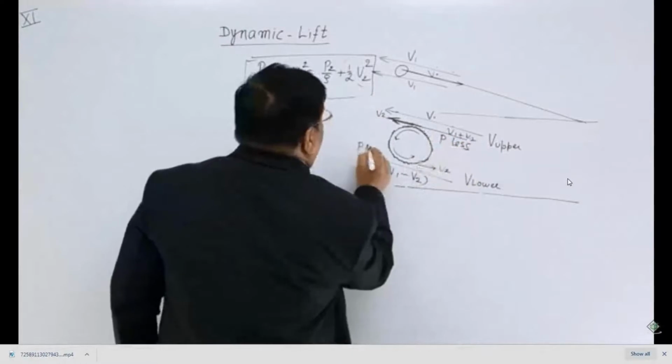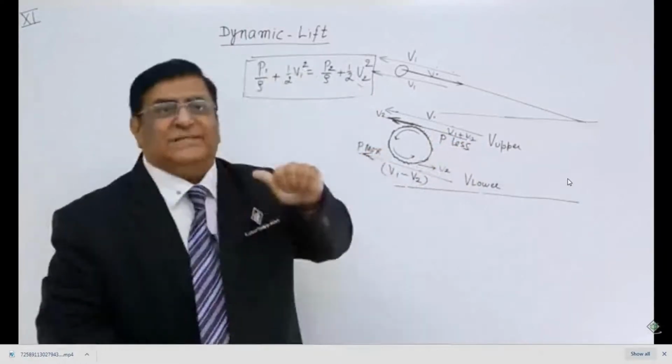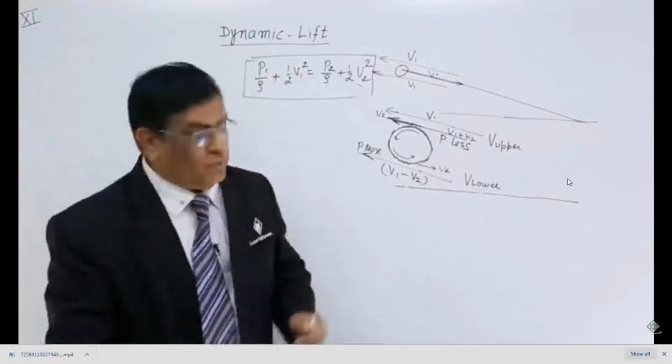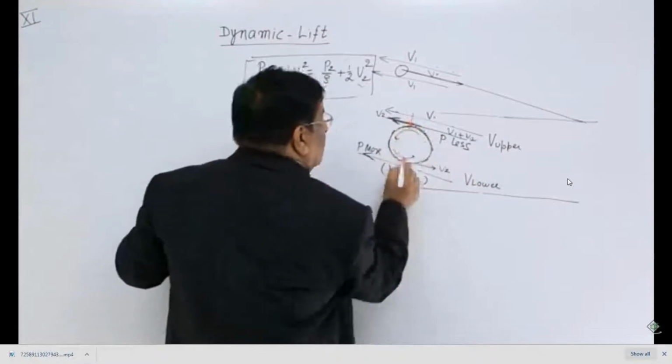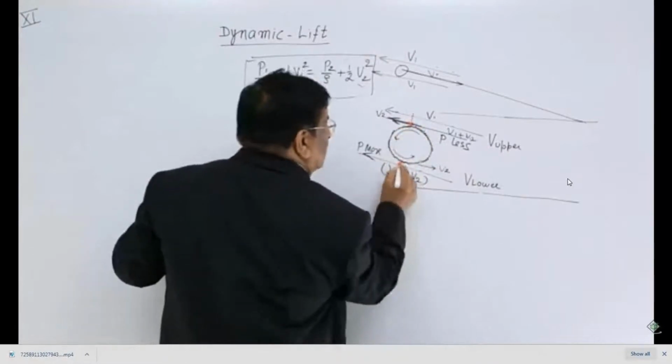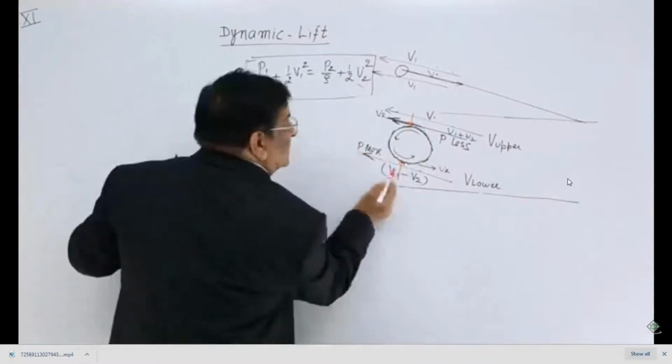How does pressure work? Pressure always presses the surface at right angle. So here, this pressure presses the ball in this direction. Here, pressure presses the ball in this direction. Now, which pressure is more? We have just discussed this pressure is more, this pressure is less.